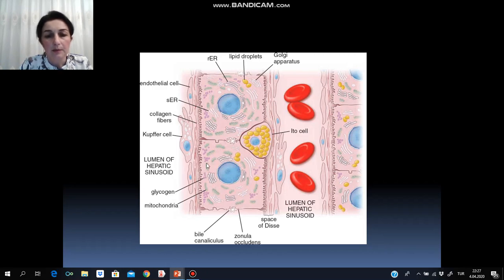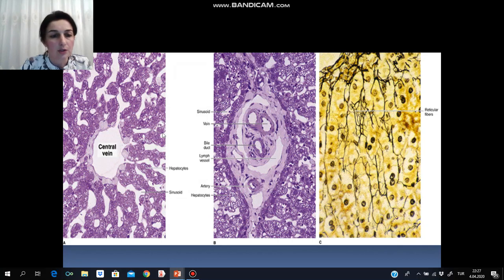Then pay attention to the next illustration. That is central vein in the center of the lobule. Here we can see plates of hepatocytes, between them sinusoids located.